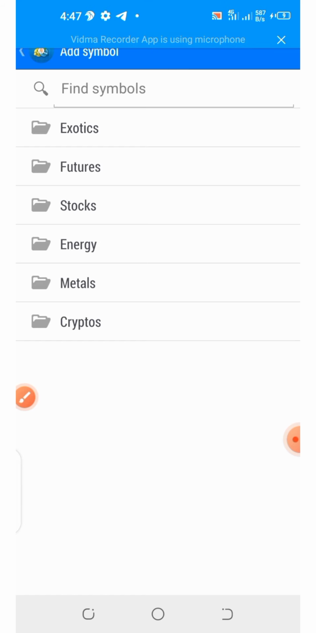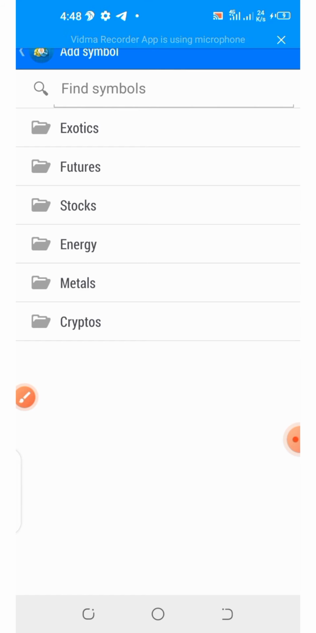Now this is divided into folders. You have exotic, future, stock, energy, metals, crypto. Two folders are lacking here: FX minor and FX major. We can have FX crosses, which is the same as FX minor or FX major. Those 2 folders are lacking because I've added all the pairs. When we add all the pairs, most often the folder disappears. But if you remove that pair, the folder appears here and the pair comes back inside the folder.